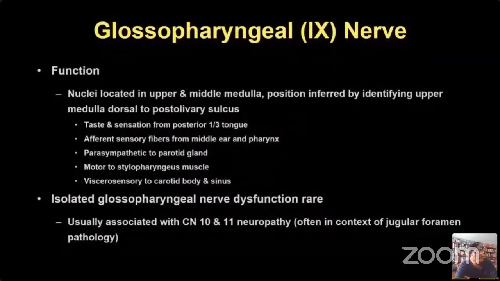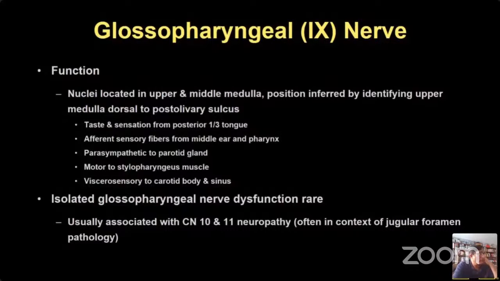Moving on to the 9th cranial nerve now, the glossopharyngeal nerve. Now, the glossopharyngeal nerve is kind of lower down. It is responsible for the sensation of taste in the posterior one-third of the tongue. It carries the afferent sensory fibers from the middle ear and pharynx, also the parasympathetic fibers to the parotid gland, and a motor fiber to the stylopharyngeus muscle.